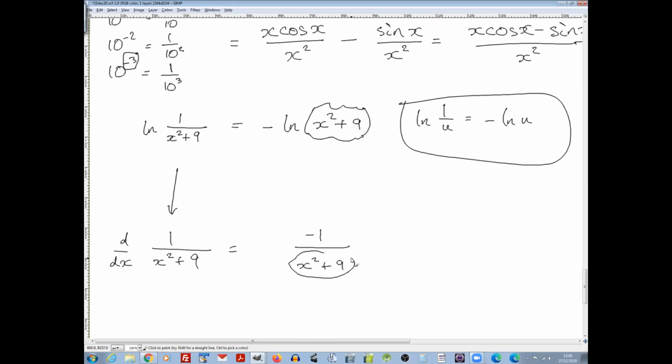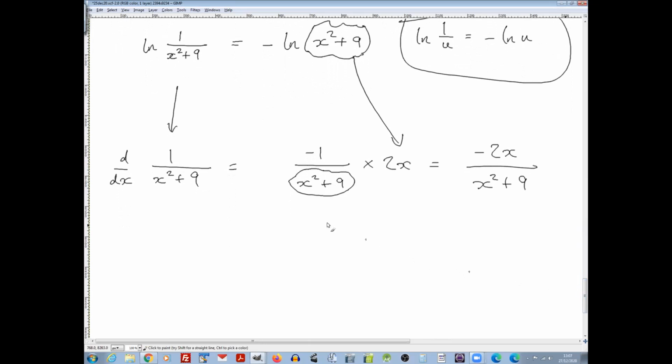And then we'll get times 2x. So we could simplify very slightly by just saying minus 2x over x squared plus 9. Yeah, quite good. Right, so that was relatively simple.